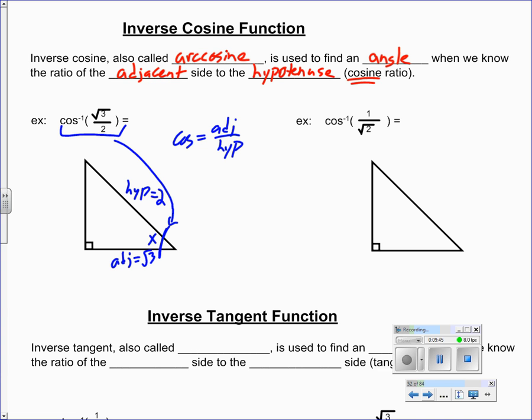And then using what we know about special right triangles, we can tell this would have to be a 30-degree angle. This one here would be a 60, and this missing side would be 1. This fits the pattern for the 30, 60, 90.